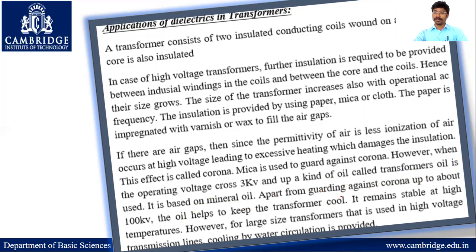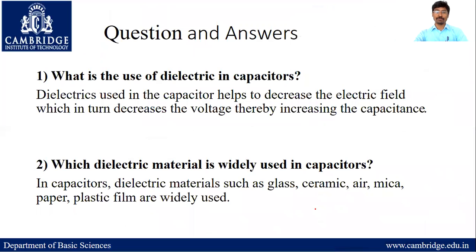Apart from guarding against corona up to about 100 kilovolts, the mineral oil safeguards the transformer. The oil helps to keep the transformer cool, and it remains stable at high temperature. However, for large size transformers used in high voltage transmission lines, cooling by water circulation is provided.